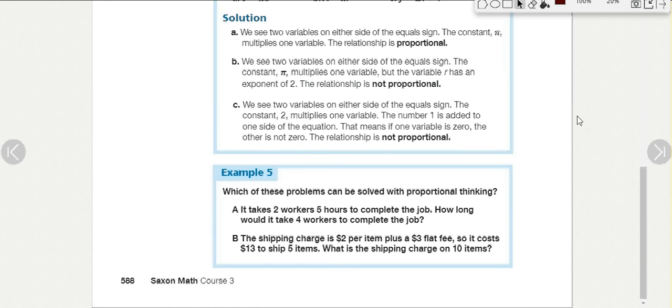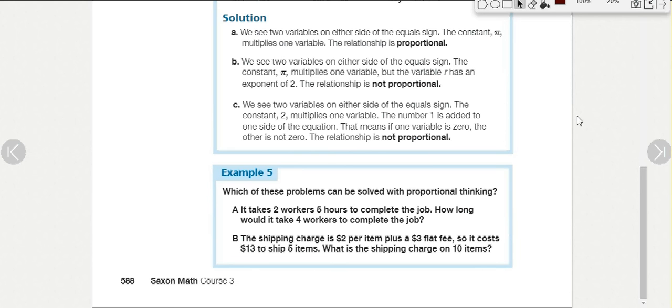Example 5, which of these problems can be solved with proportional thinking? It takes 2 workers 5 hours. How long would it take 4 workers to complete the job? Letter B, the shipping charge is $2 per item plus a flat fee of $3, so it costs $13 to ship 5 items. What's the shipping charge? I'm going to say letter B.